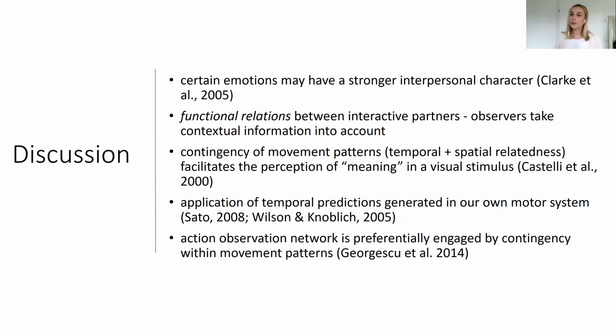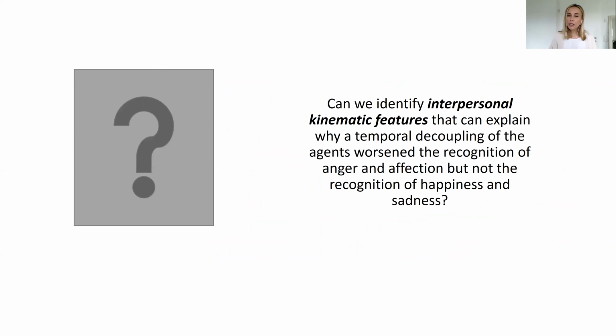In terms of a neurophysiological activation, research has shown that the action observation network is preferentially engaged by contingency within movement patterns. So in the very last step, we aim to identify objective kinematic features and also interpersonal kinematic features that can help explain why temporal decoupling of the agents worsened the recognition of anger and affection, but not the recognition of happiness and sadness.